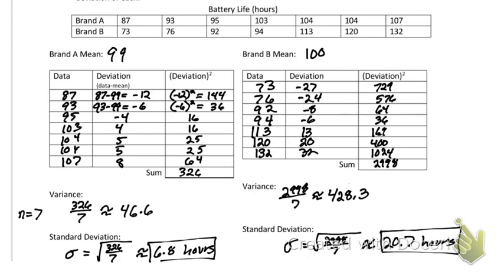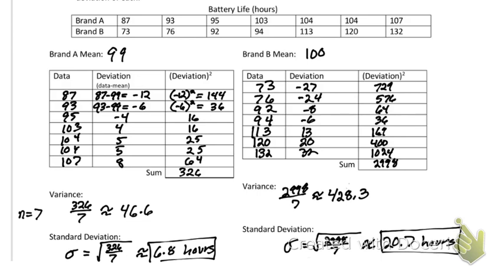Here's the values I got: negative 27, negative 24, negative 8, negative 6, 13, 20, 32. When I squared all those, I got 729, 576, 64, 36, 169, 400, 1024, which resulted in 2,998. Variance is 2,998 divided by how many batteries we had. We had 7, so it's about 428.3. Our standard deviation is the square root of our variance, which should come out to about 20.7 hours. Does anyone disagree on any of those numbers I came up with?